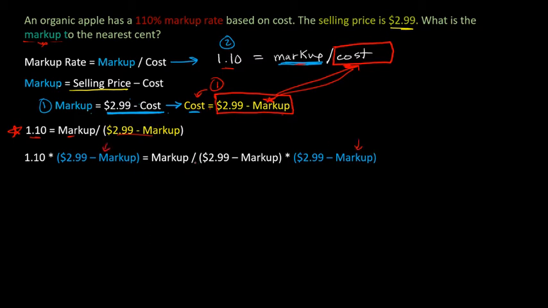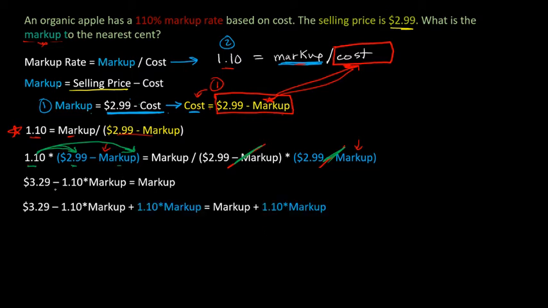On the right-hand side, I'm dividing by 2.99 minus markup, and I'm multiplying, so it cancels out. Notice now that I've got 1.10 times 2.99 minus markup. I have to distribute this 1.10. So I end up with 3.29, which is 1.10 times 2.99, minus 1.10 times markup. Again, I had to distribute and multiply. Equals markup because the right-hand side canceled out. And I'm going to continue to simplify from here.